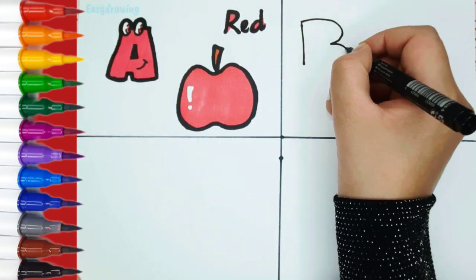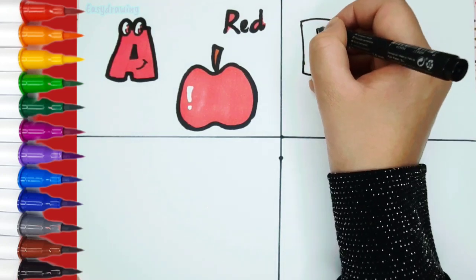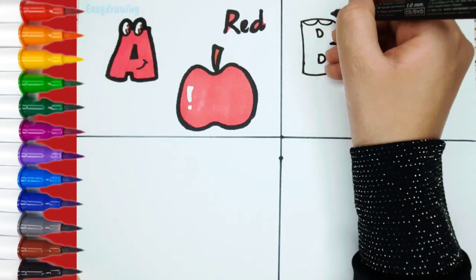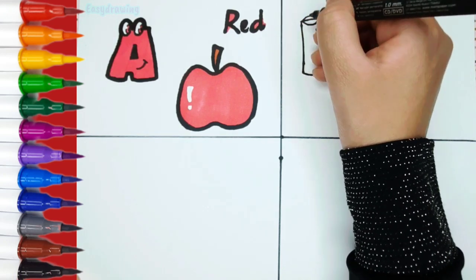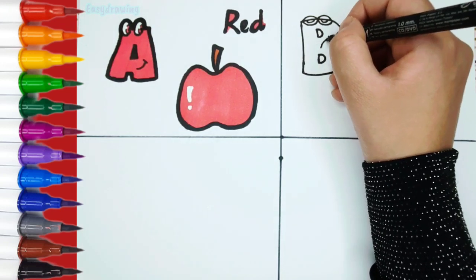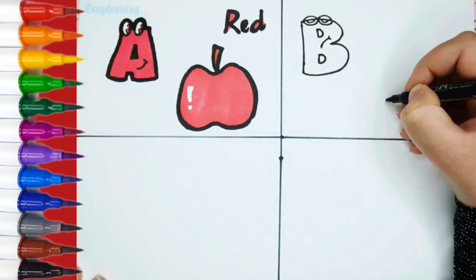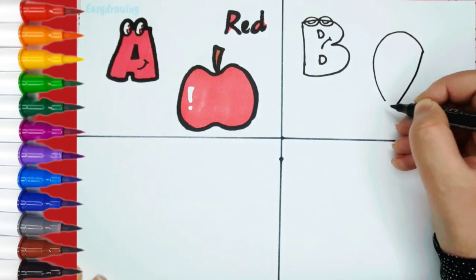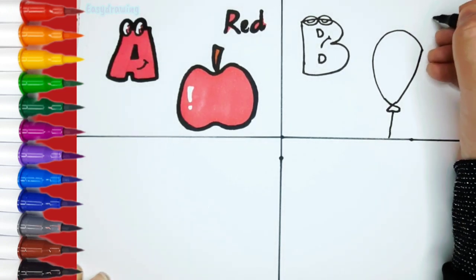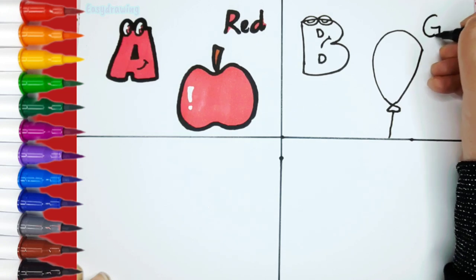Next alphabet is B. B. B. B. B. B. Balloon. B. B. B. Balloon.